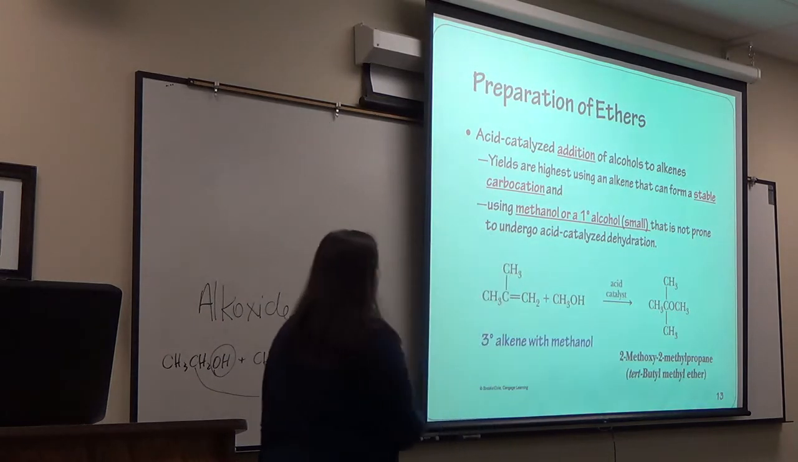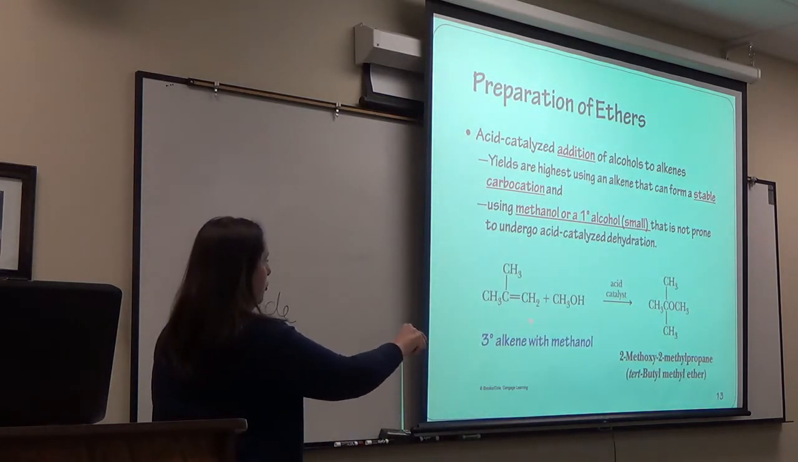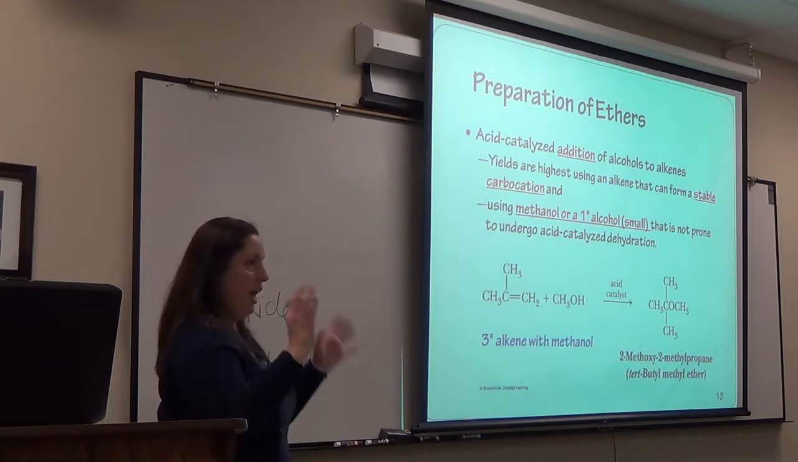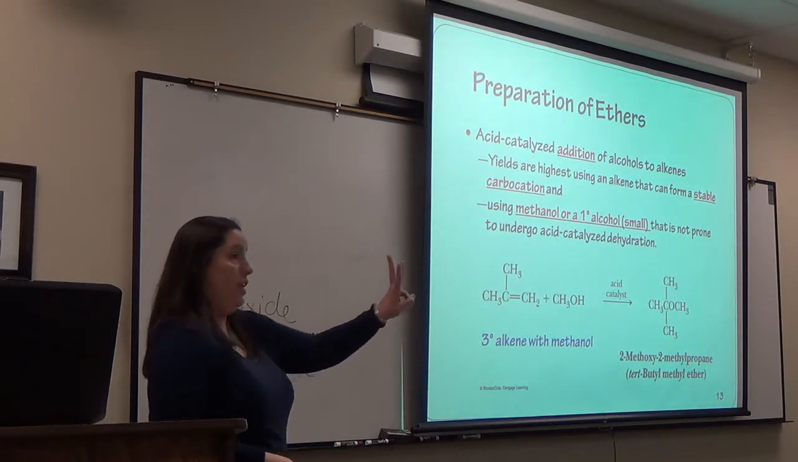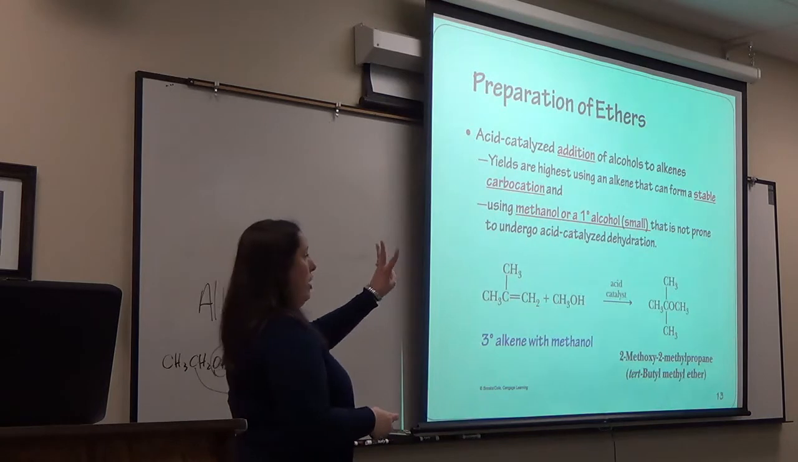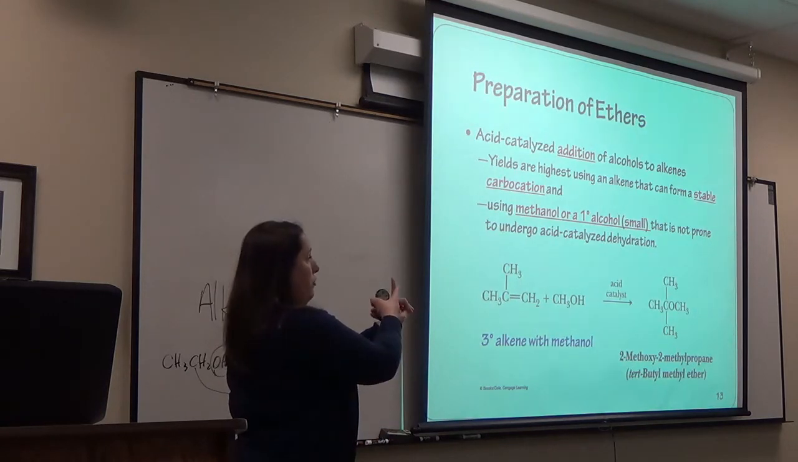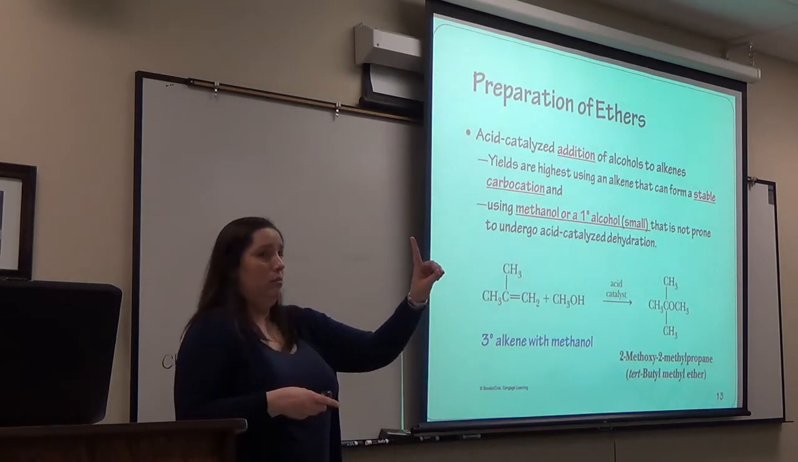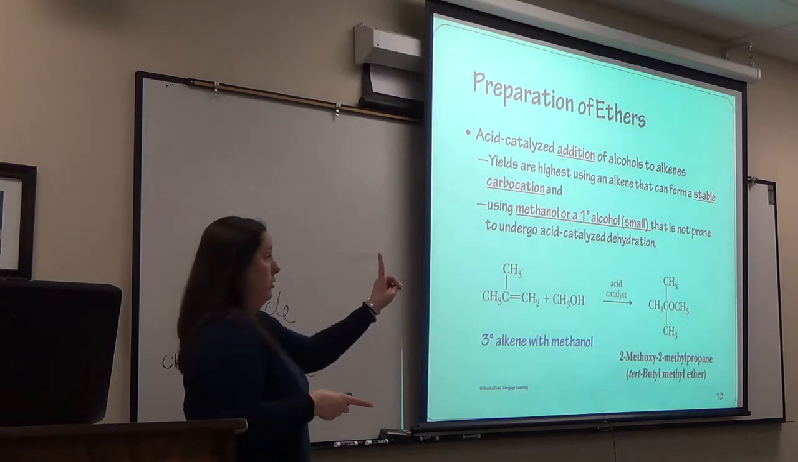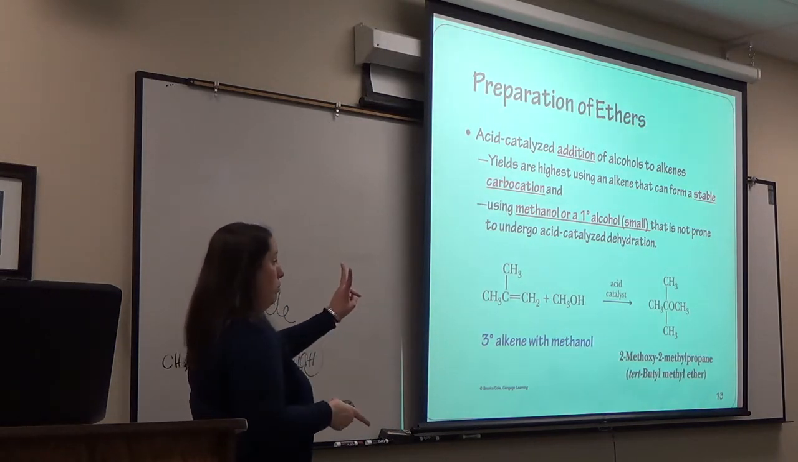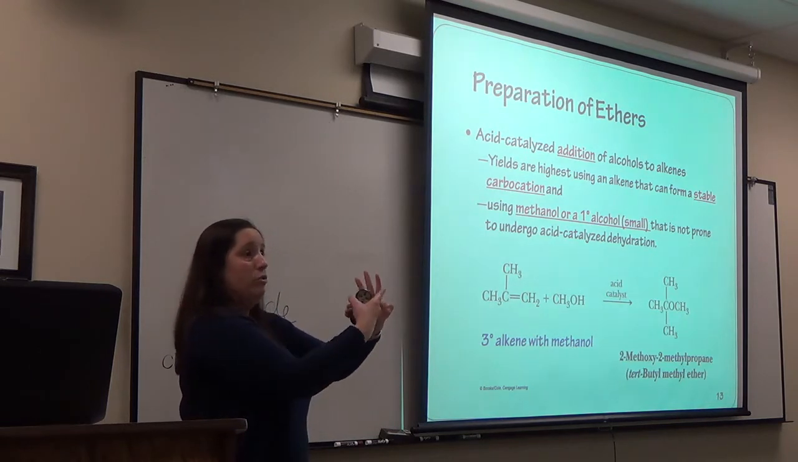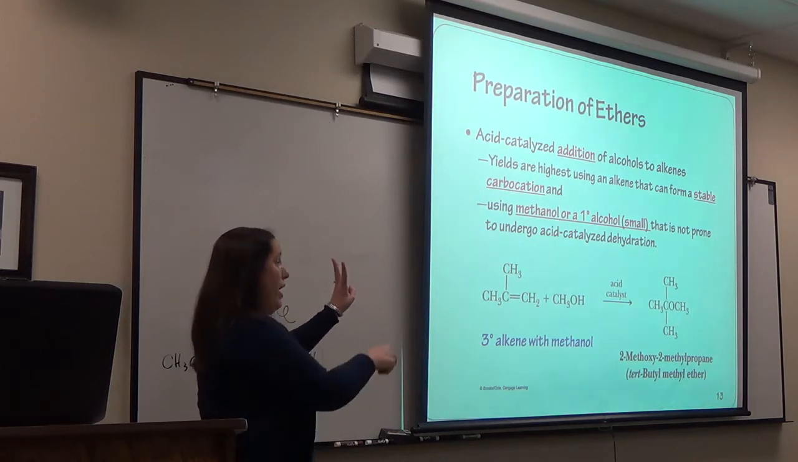Okay, so let's take a look at that. So this is for an alkene, a tertiary alkene with a small alcohol. So that is the ideal conditions. Right, so you've seen three ways of making ethers. The first works better for primary, methyl. Okay, the second, it has to be a small primary. And now you see a way of making it if you have a tertiary.